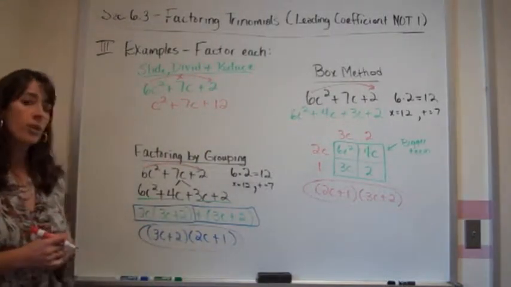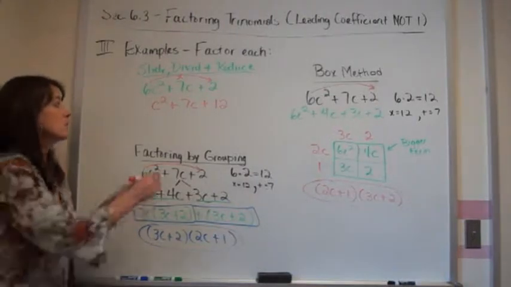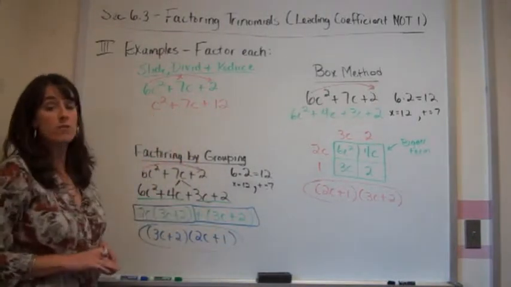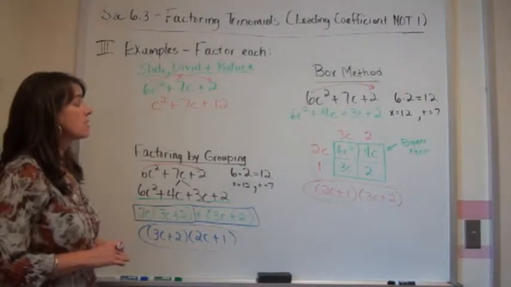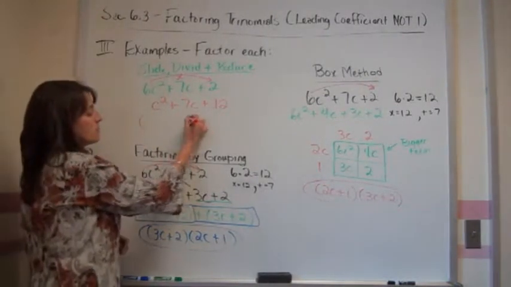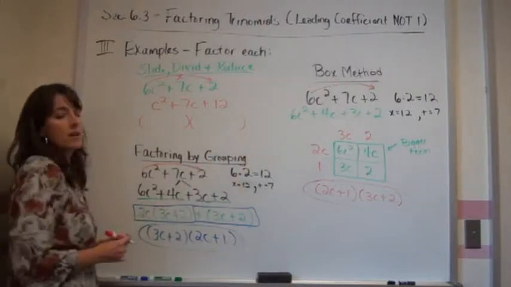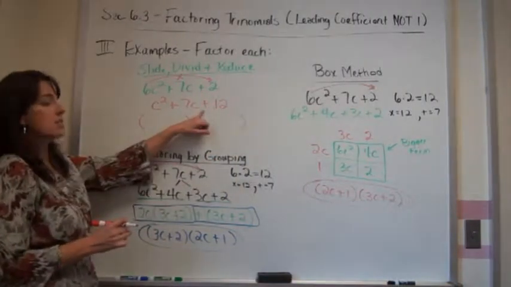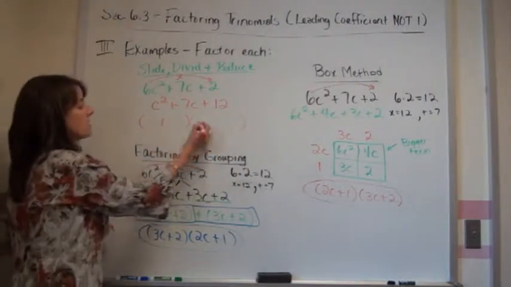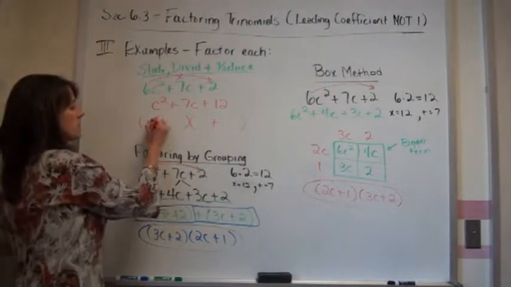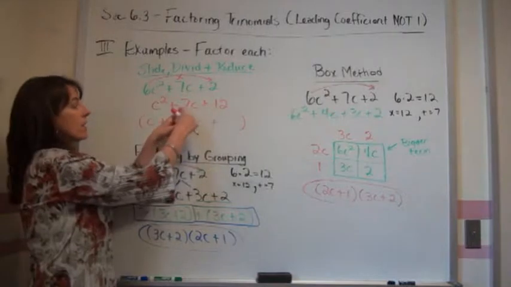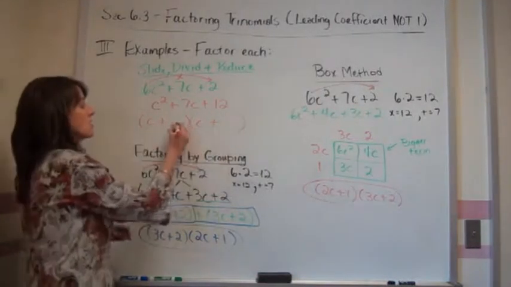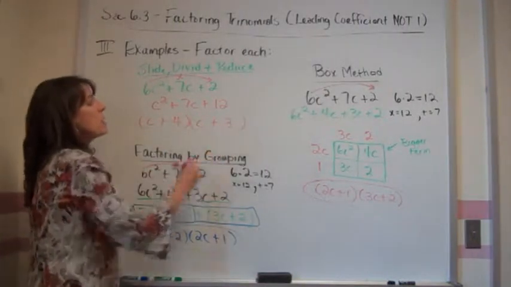Now the cool thing about slide, divide, and reduce is this creates a trinomial that's very easy to factor because I have a coefficient of 1. So I can set up a double parentheses pretty easily here. This will tell me my signs are the same. This will tell me they're both pluses. This will split up as a C and a C. I want two numbers that will multiply to be a 12. They're going to add to be a 7 because the signs are the same. That's a 4 and a 3.